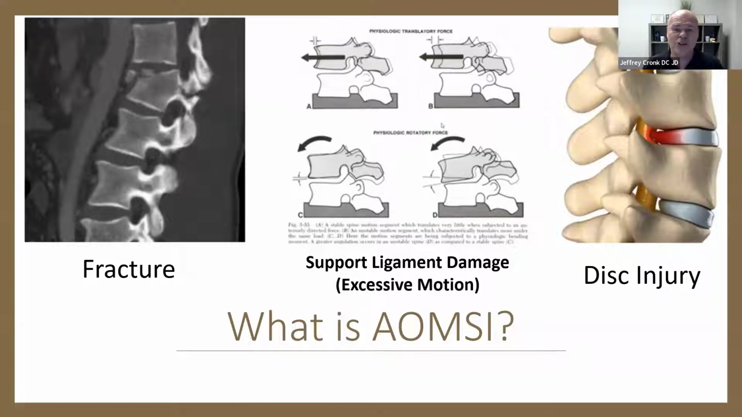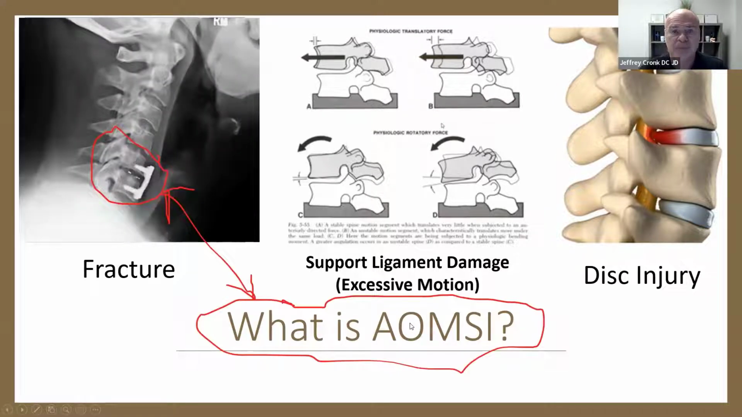Now, the market is drunk in love with MRI, and I love MRI too, but the disc is a very small portion of the ligament damage. So when you're looking at excessive motion problems, that's what alteration of motion segment integrity is. The only place where you will find this term is in the impairment guides. But alteration motion segment integrity, I will show you, is also this.